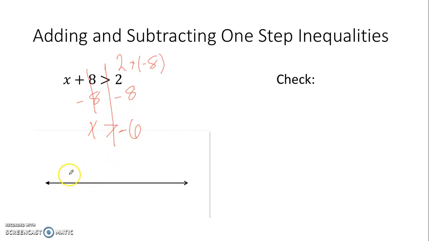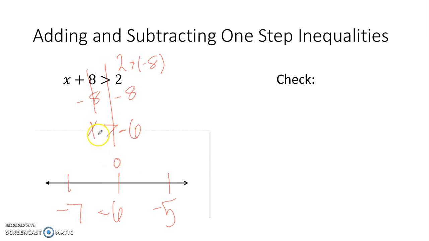To graph it, I require at least 3 points. Negative 6, your solution, is going to be the middle point. Then do one below and one above. One below negative 6 is negative 7, and one above negative 6 is negative 5. Next, look at the sign. This is a greater than sign, which means an open dot. x is greater than negative 6.